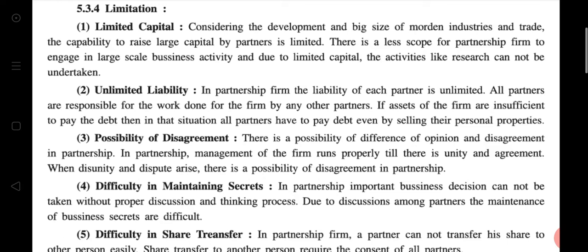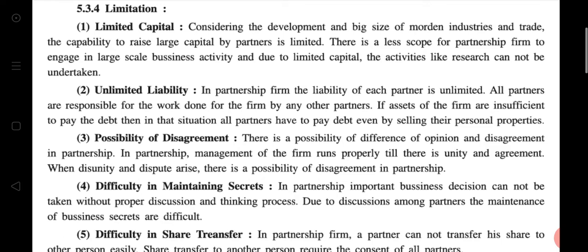See, one of the reasons for limited capital is the big size of modern industries and trade. So due to that, the large capital raised by partners is limited, and that's why large scale business activity is not engaged. I mean to say there is less scope for that, because of the limited capital.